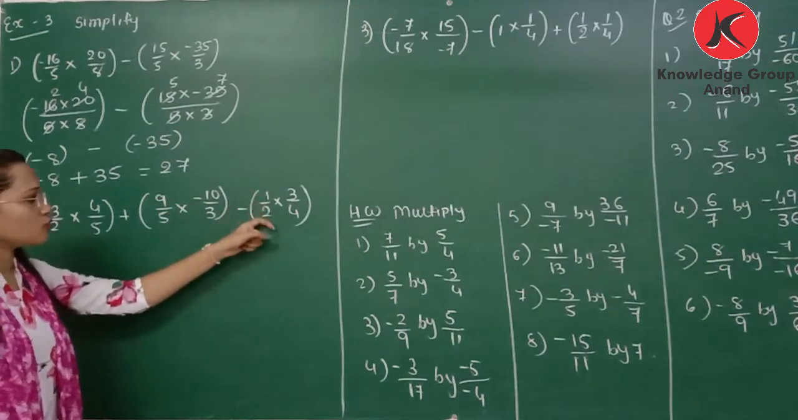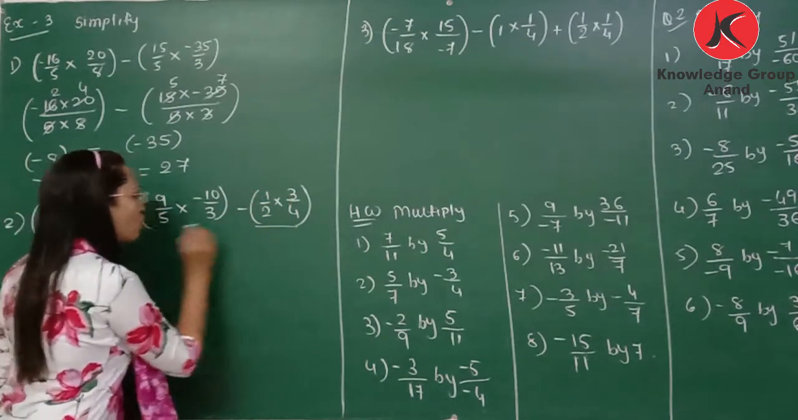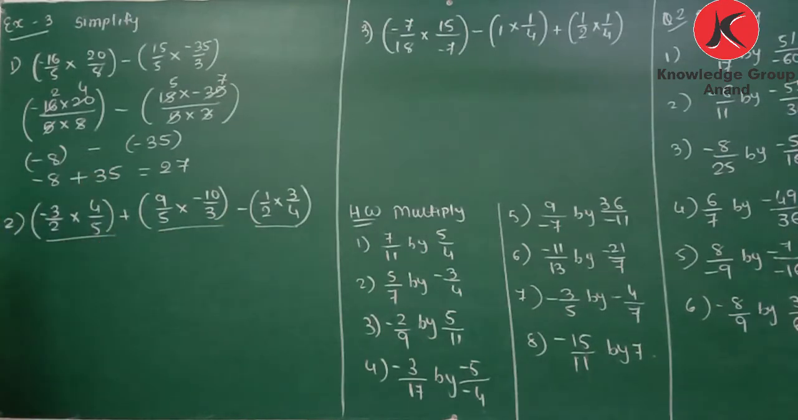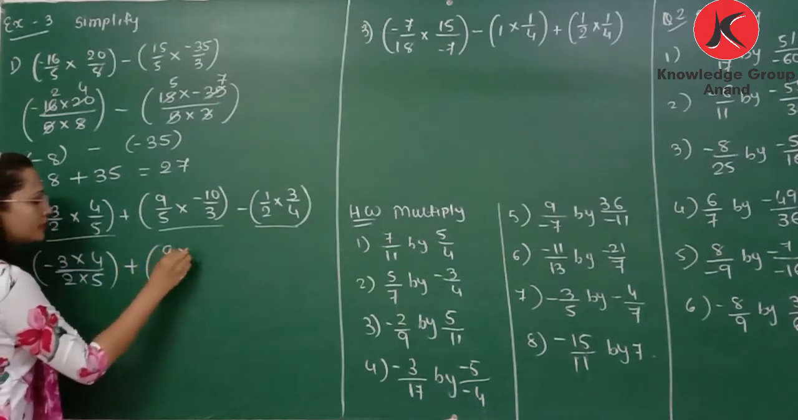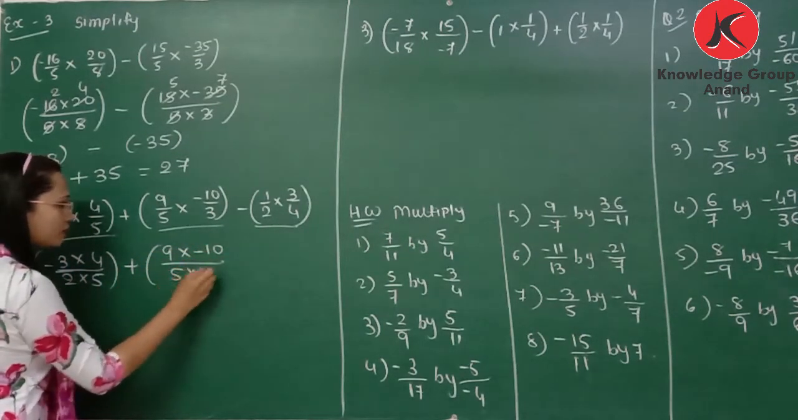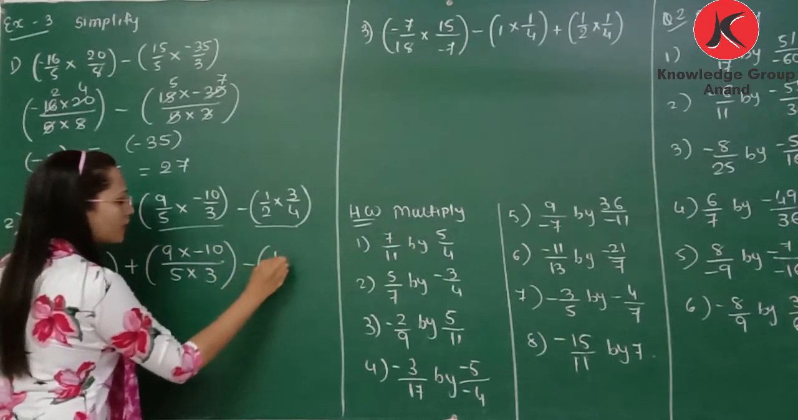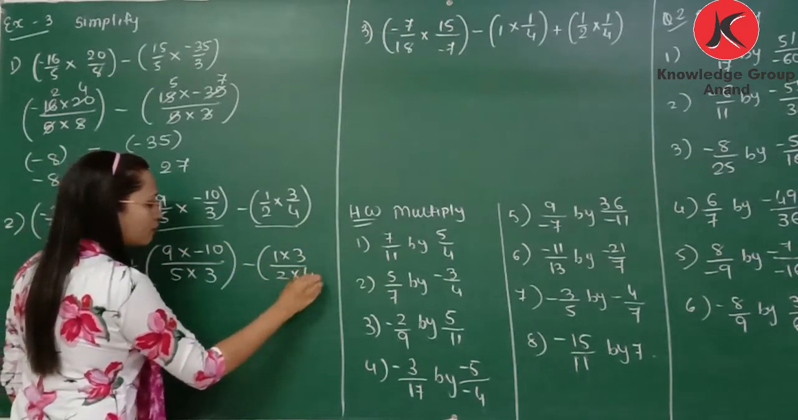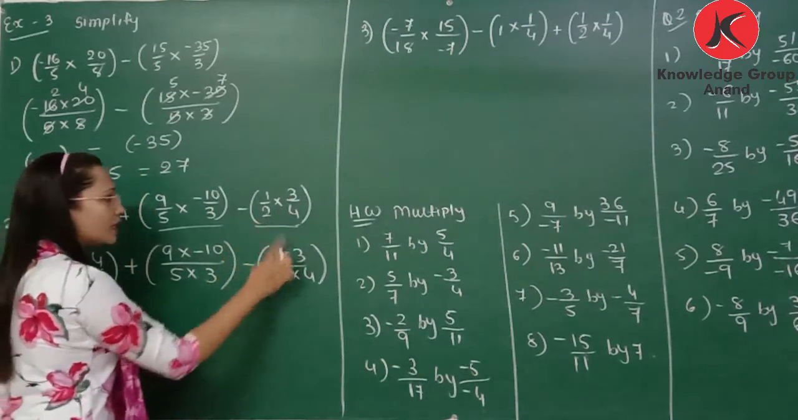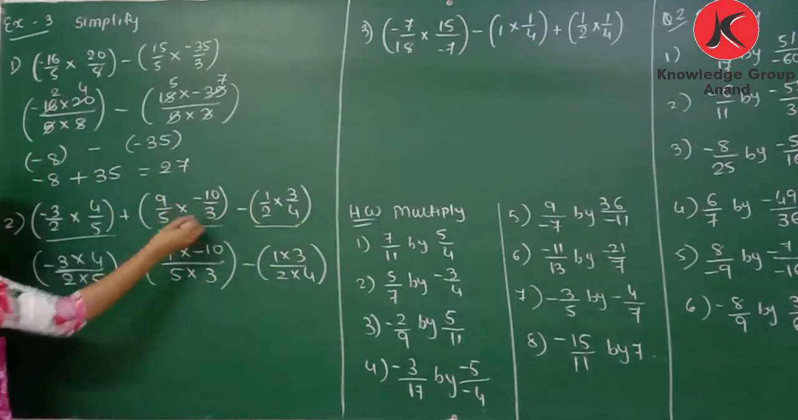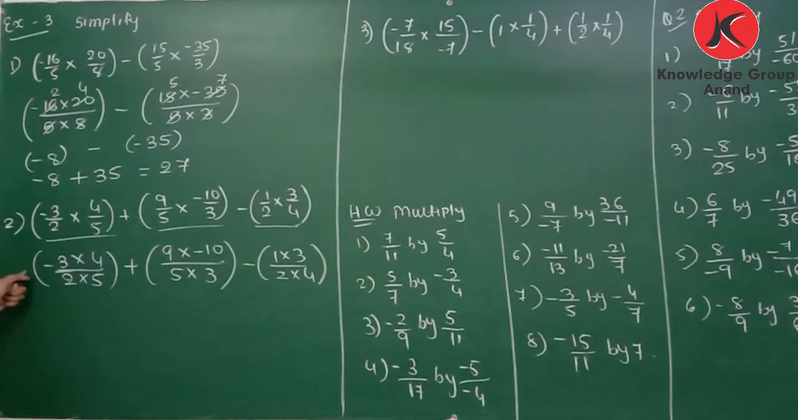3 minus 1 by 2 multiplied by 3 by 4. So here we will solve each bracket because there are multiplications, and as we apply the BODMAS property, we need to perform the multiplication first. So here minus 3 multiplied by 4 divided by 2 multiplied by 5, that we need to perform first, plus 9 multiplied by minus 10 divided by 5 multiplied by 3, minus 1 multiplied by 3 divided by 2 multiplied by 4. You can directly write the answer, that is 2 4s are 8, 3 1s are 3, 9 10s you can cancel out the factor. Okay, you can skip this step also.